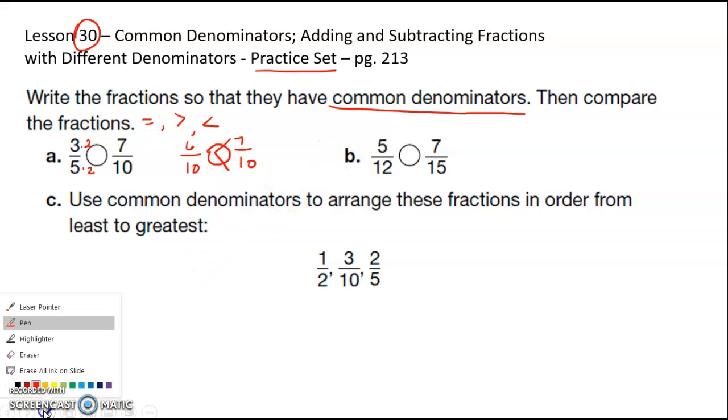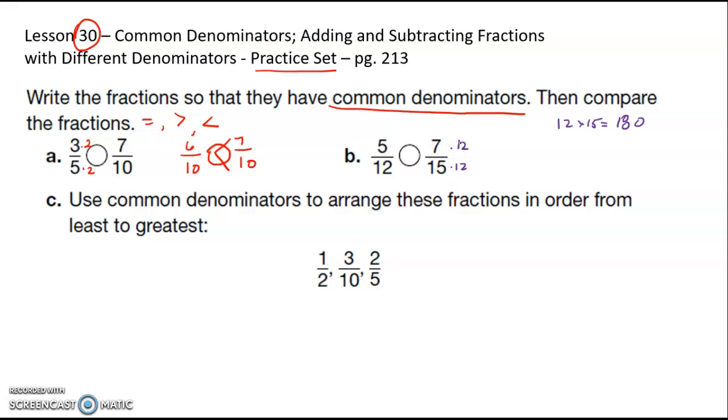Okay, let me change colors here really quick. Here I have a 12 and 15, so I really don't have a common denominator here. So what I'm going to do is multiply 12 times 15. That's going to give me something huge. 12 times 15 gives me 180. Okay, so I'm going to multiply this by 12 and this by 12.